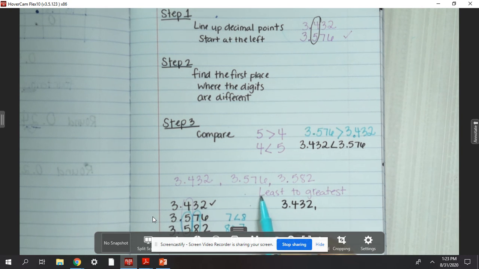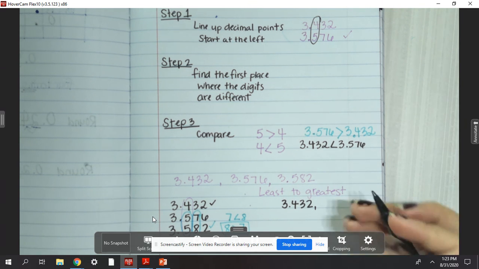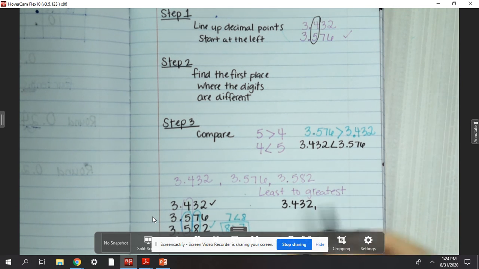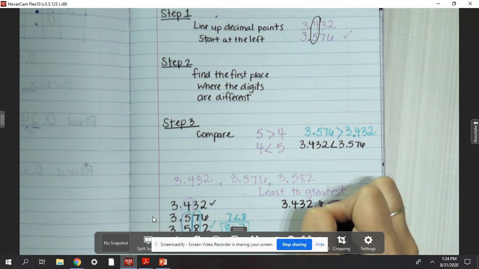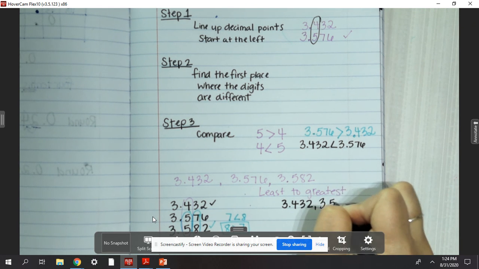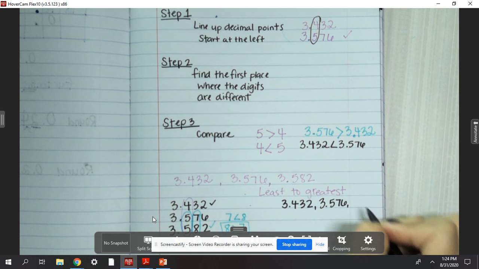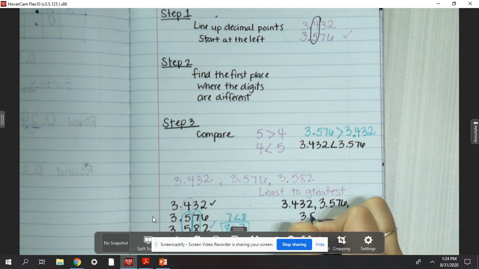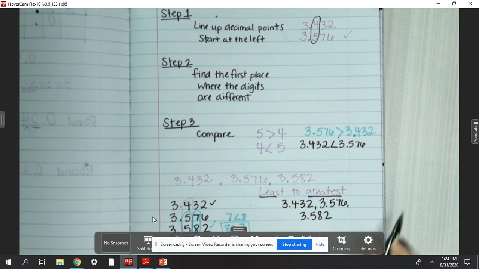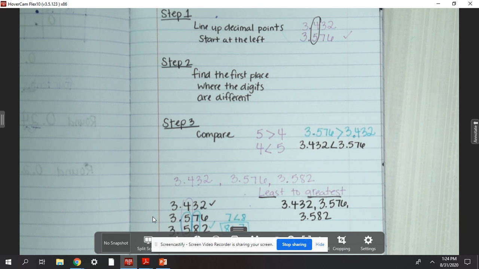So if I'm putting them in order from least to greatest, which one of these is the greatest number or the largest number? Since I used this one here, I know that this is the greatest. So if that's the greatest number, then I know this is the second greatest. And then I'm going to write my greatest number. I'm just going to write it right here. So I put these in order from least to greatest. Okay, so that's what you are going to do today.